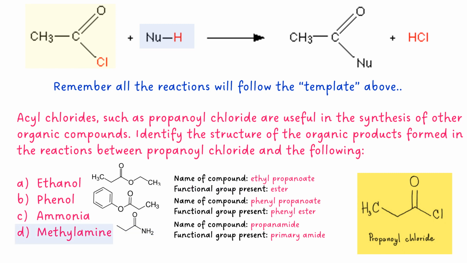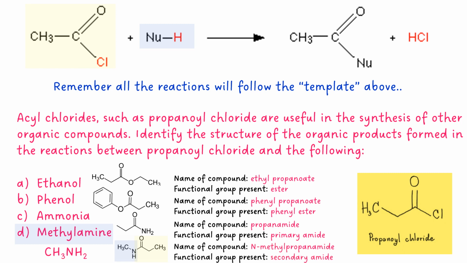So finally, methylamine. So methyl, not surprisingly, is just one carbon. An amine functional group is a nitrogen with at least one hydrogen attached to it. So the nitrogen still has a lone pair on it. So it's CH3NH2 would be the one here. And this will be the structure. So the methylamine part would be the blue bit of the structure, and the propanoyl chloride would end up as the yellow part of the structure. So this would be called N-methyl propanamide. It's a secondary amide this time.